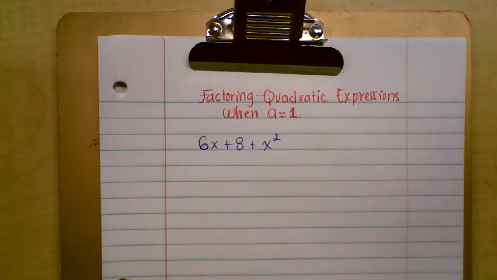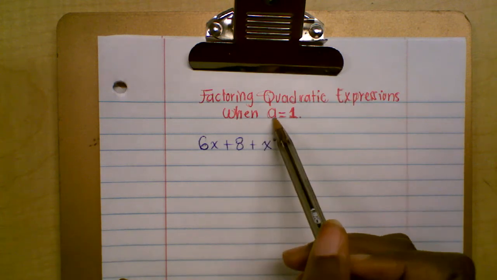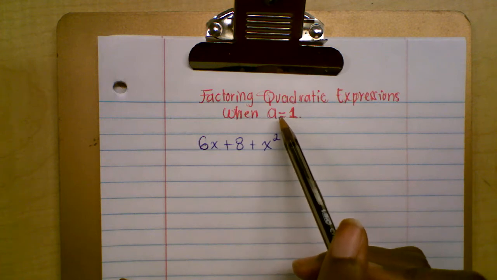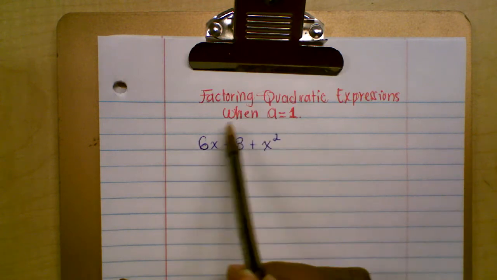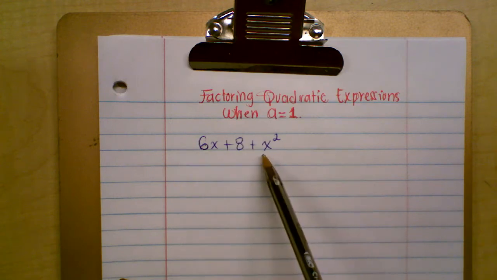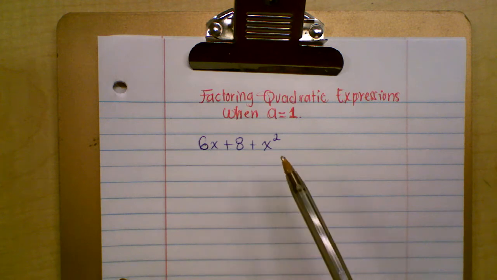Hello everyone. So in this video, I'm going to show you how to factor quadratic expressions when a is equal to 1. I'm referring here to a as a leading coefficient, the number in front of x squared. Okay, so this is an expression because there's no equal sign, and I didn't name this expression, so it's just a quadratic expression. What do I call it?